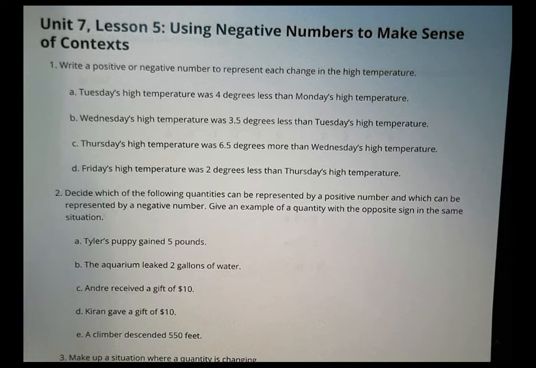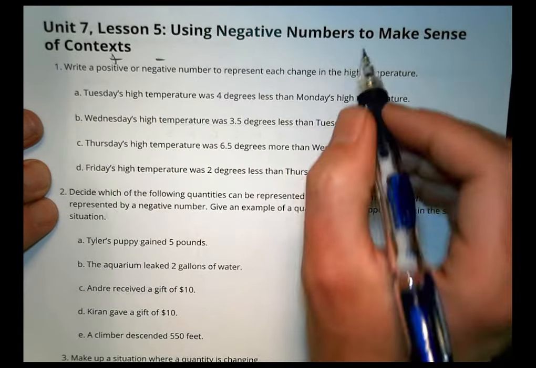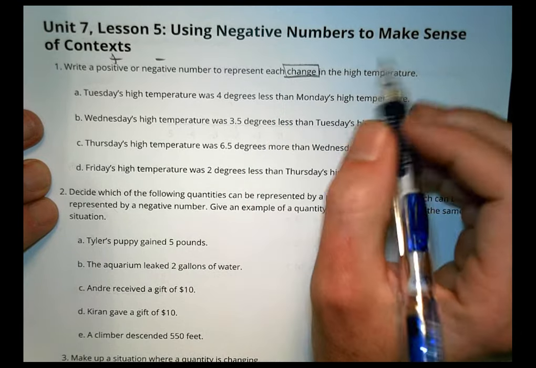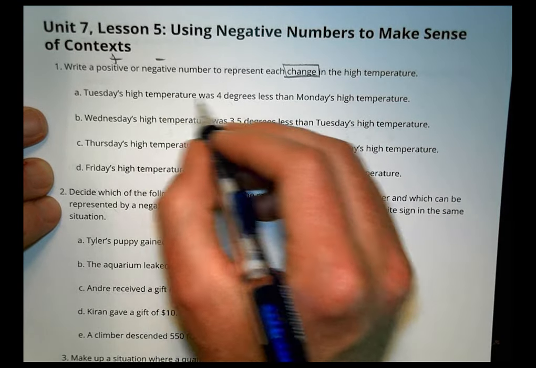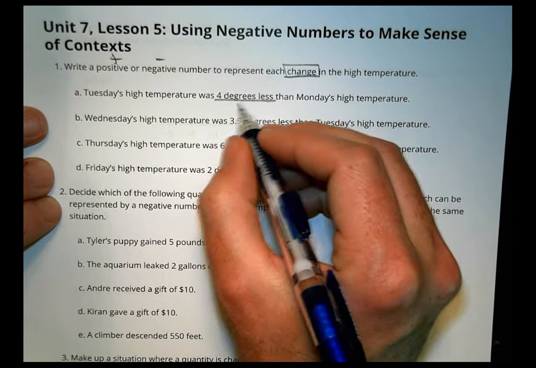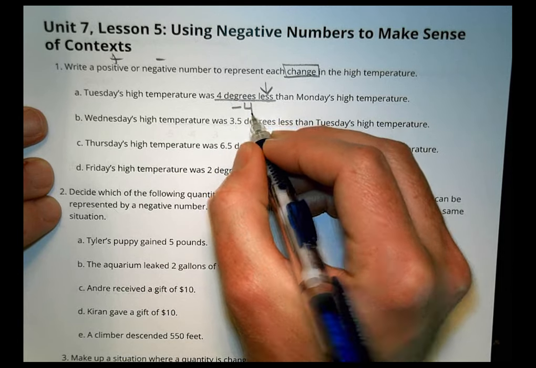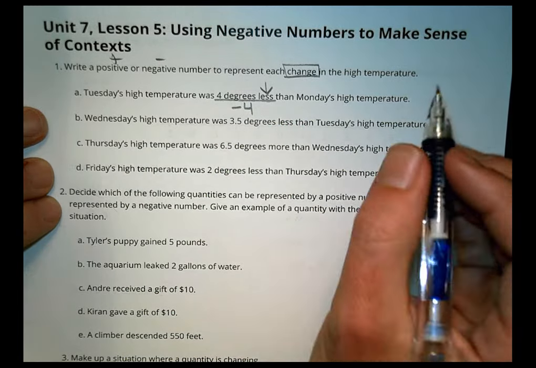All right, homework time. Write a positive or a negative number to represent each change in the high temperature. All right, so today's high temperature was 4 degrees less. So 4 degrees less is a change going down. We would say negative 4 because 4 degrees less.